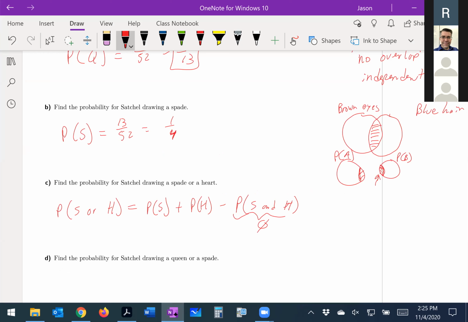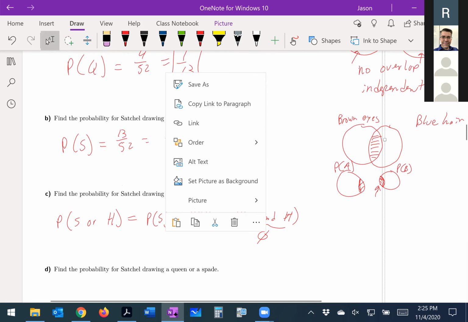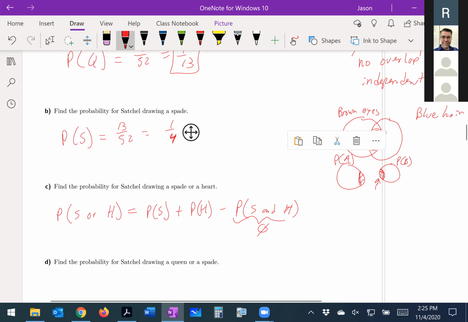Okay, probability of a spade is what? I might just go back to the 52s to make it a little easier. I'm just going to do 1 out of 4. What's the probability of getting a heart? It's 1 out of 4. So this is going to be 2 out of 4 or 1/2.